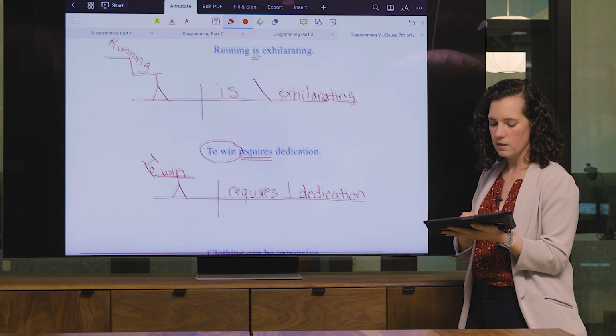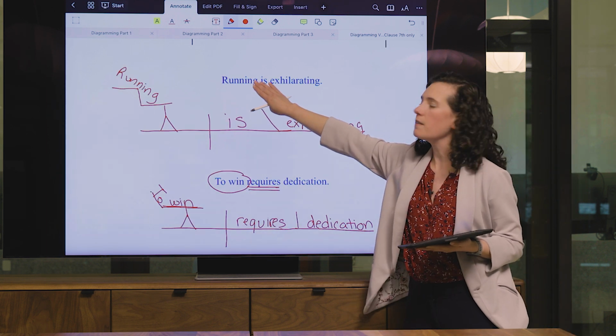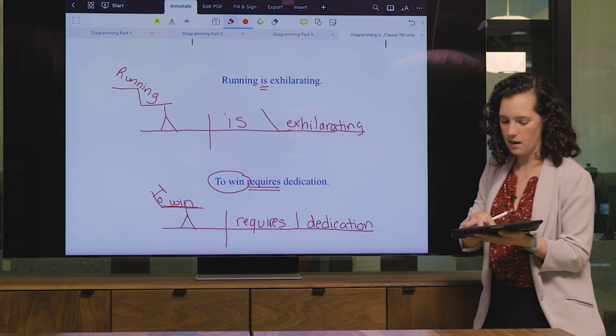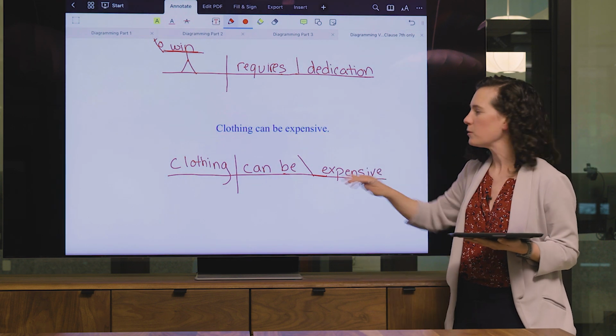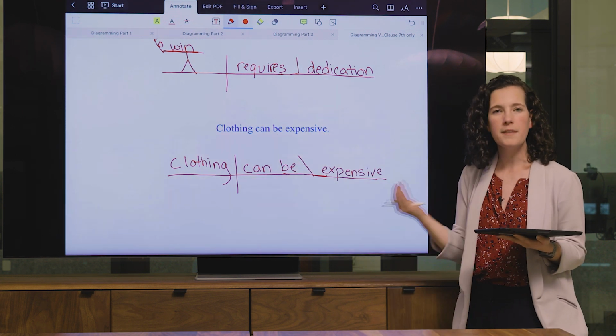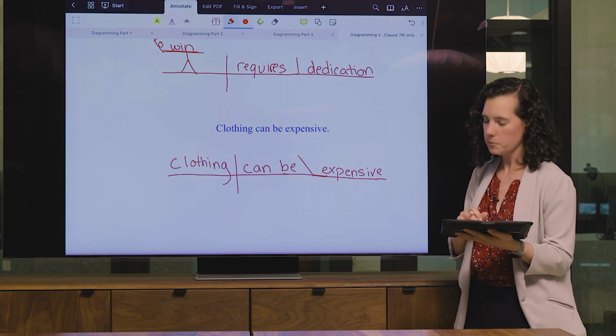In these ones, this is an actual action. The action of running is exhilarating. This is not an action, the action of clothing. That does not make sense. So here, clothing is just a noun that happens to end in ing.